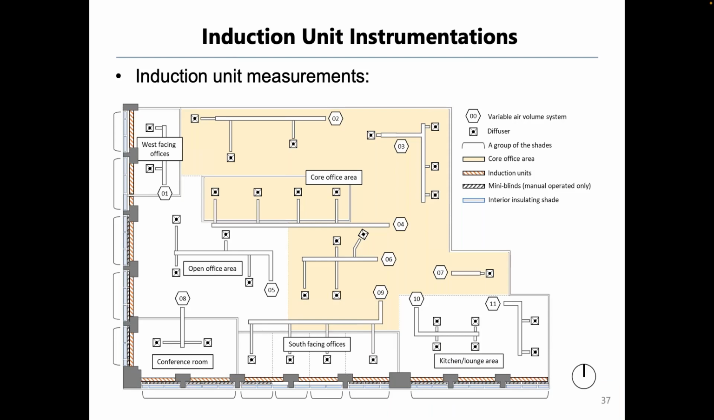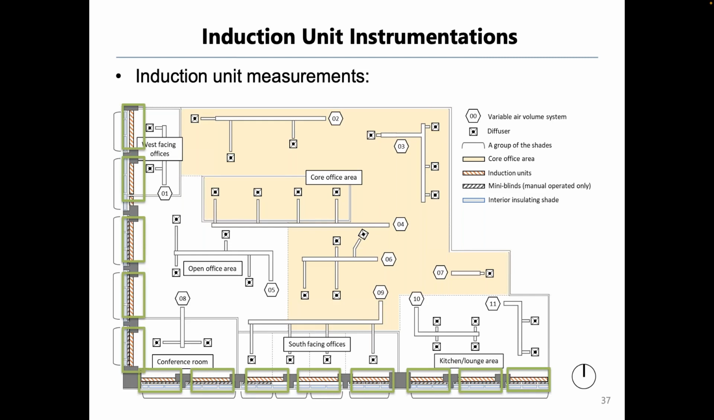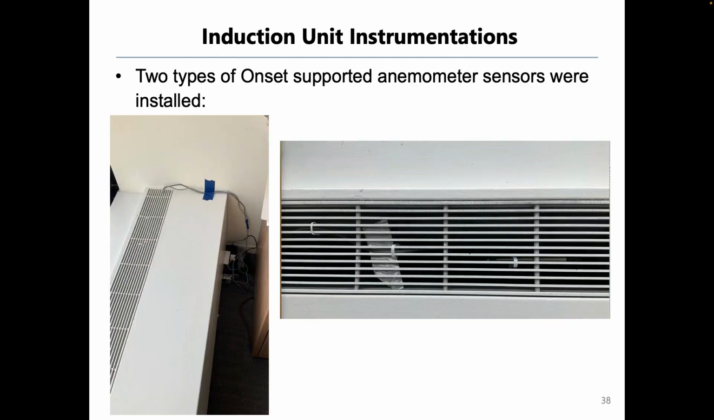We are now transitioning to the induction unit. So basically these units that they're exposed either on the south or west side, we had to monitor their flow rate and temperature reading as well. So one of the things which was also new to me, we used these Onset supported anemometers. The idea was, can we measure the flow rate in these induction units? And some of them, you could see that here, we installed these anemometers on the grill.